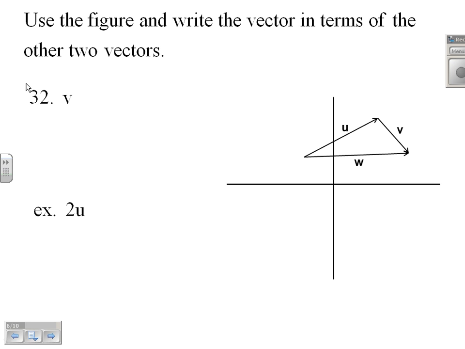Okay, these problems are kind of cool here. So here we have: use the figure and write the vector in terms of the other 2 vectors. So we have 3 vectors represented on this graph, u, v, and w. Please note the directions on those. I may have to emphasize those as I draw over them a little bit.